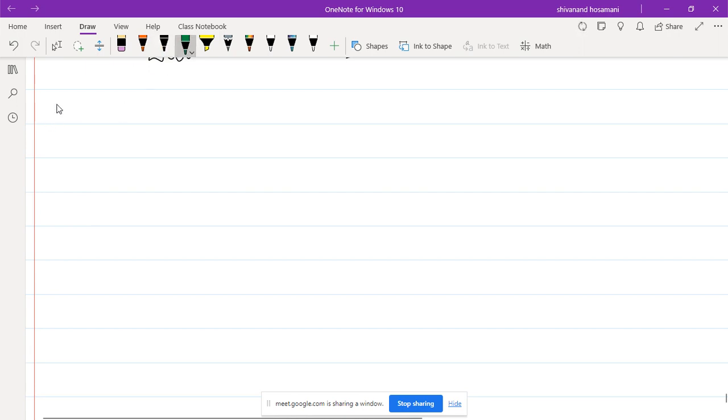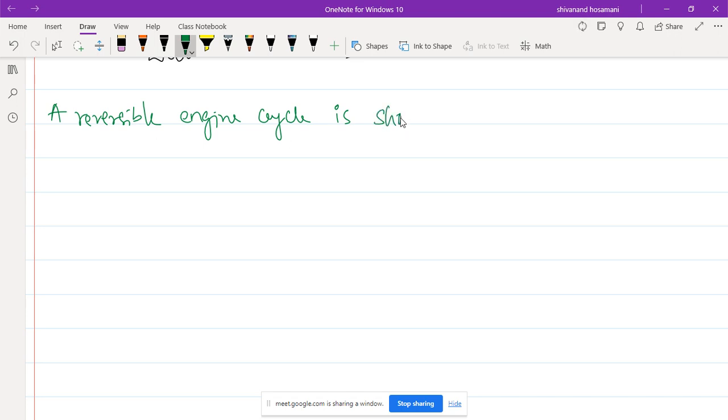A reversible engine cycle is shown in the figure below, on a TS diagram. You need to calculate the efficiency of this engine from the diagram.